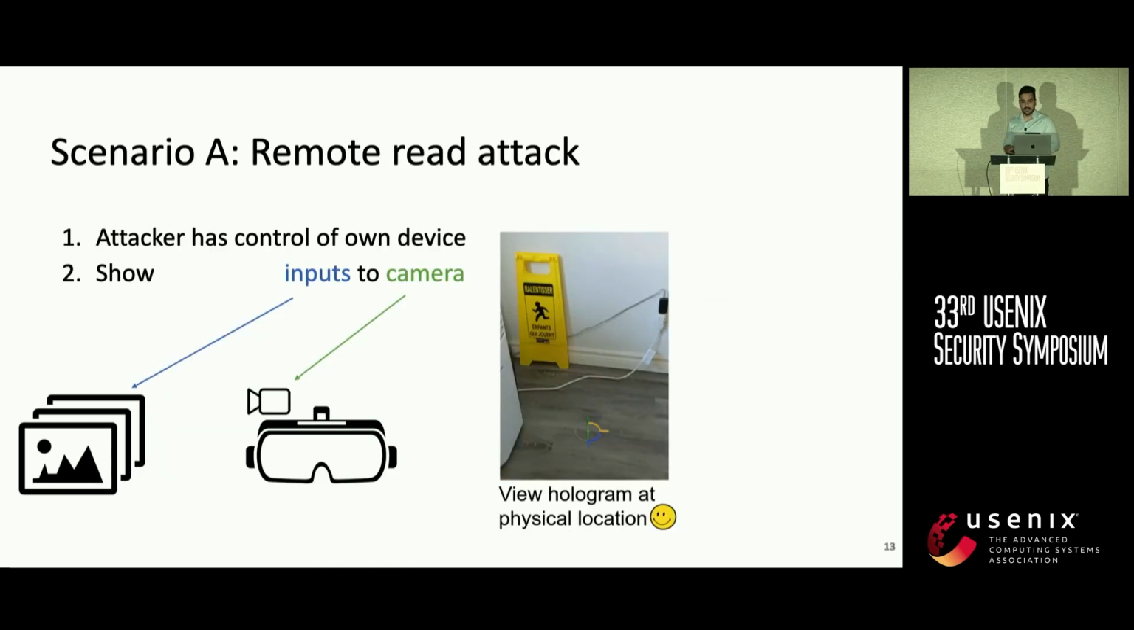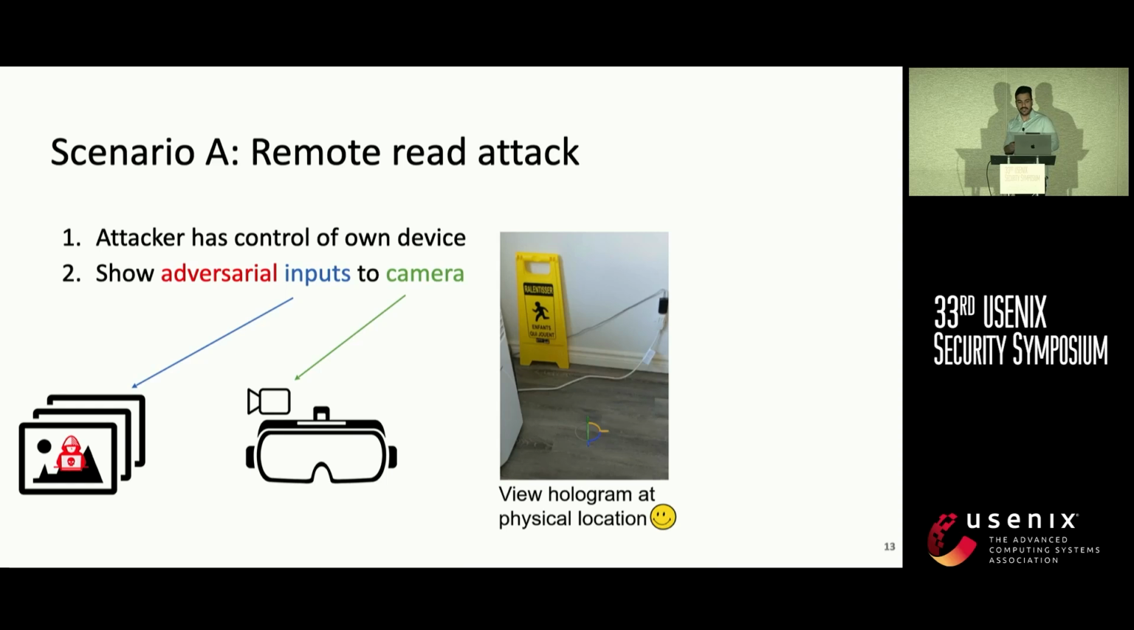For the first scenario, we have 2 types of attacks. The first one is a remote read attack, where the attacker wants to remotely read some information. Here, the attacker has control of their own device. First of all, the victim user shows the normal input to the camera. The normal input here is a real environment and location. And it stores a hologram into the shared state.